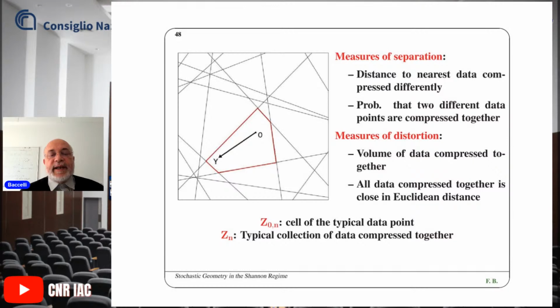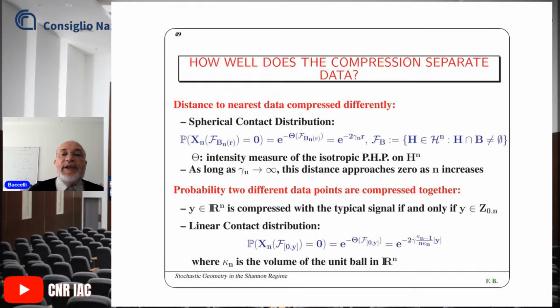Okay, and there are again two versions of it. There is the notion of zero cell, which is the cell that contains the typical point, the typical data, and the typical cell, which would be if you would take a very big ball, you would average over all cells contained or intersecting this ball. That would be the typical cell, make statistics based on that. Okay, and these two things are different objects.